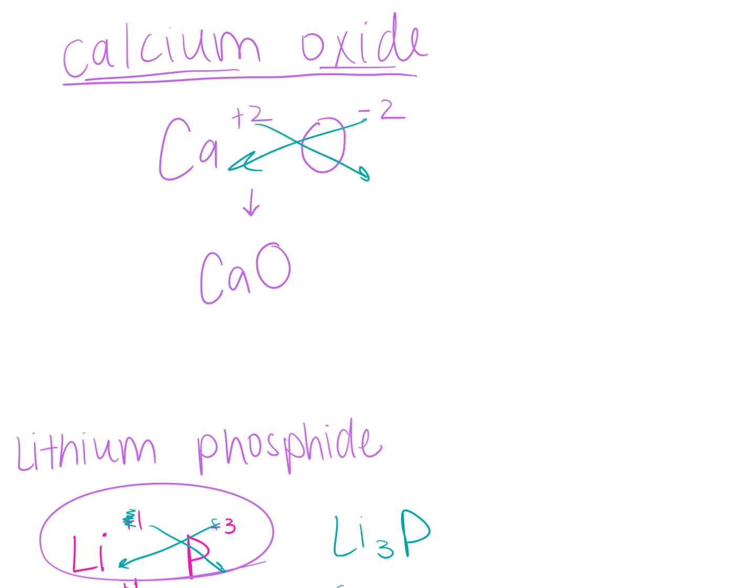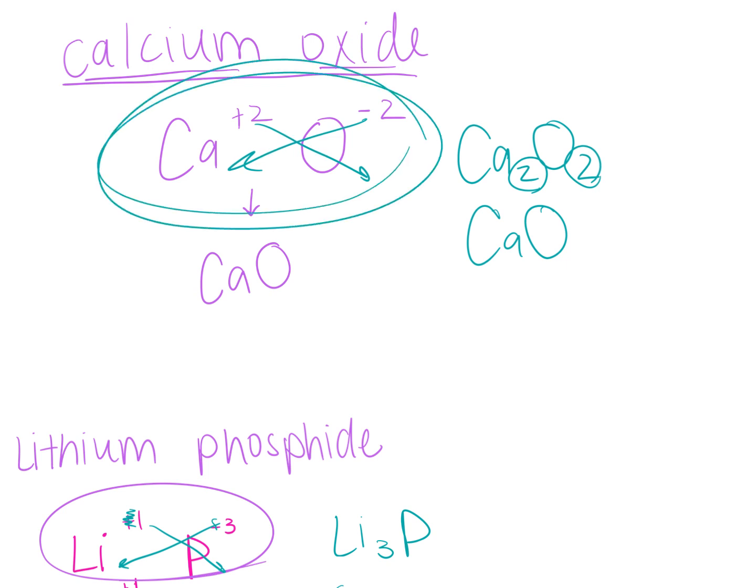If we go back to our other one, what's the difference here? If we crisscross here, that would leave us with Ca2O2. That doesn't look the same as this one. That's right. So if that's the case, we would have to reduce these down back to CaO. Ca2O2 is wrong. Ionic compounds have to be reduced. But you'll probably see right away that they fit together perfectly, so you don't need to do the crisscross there.